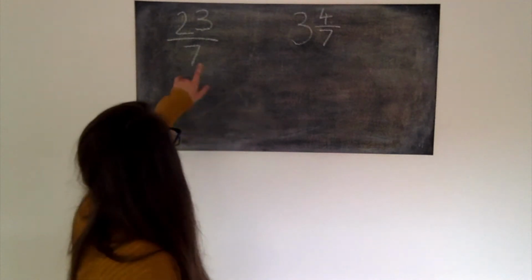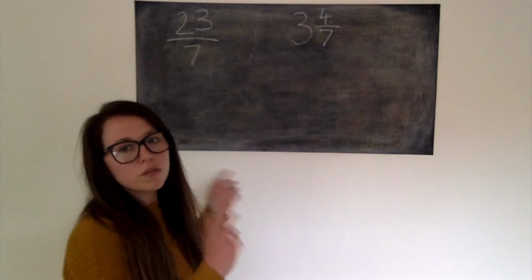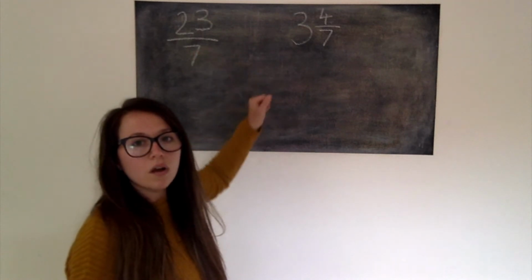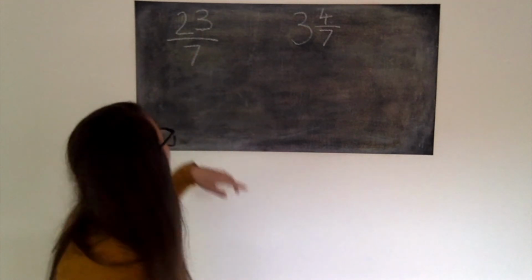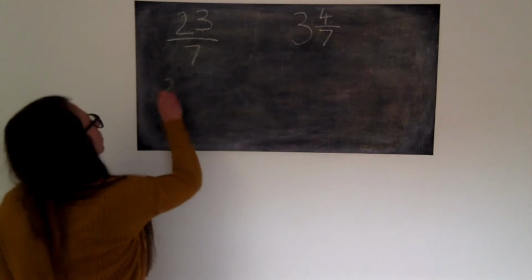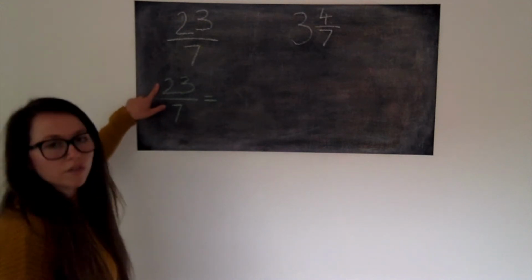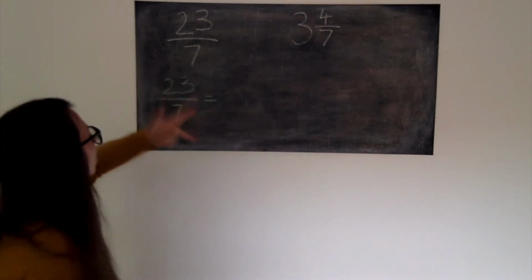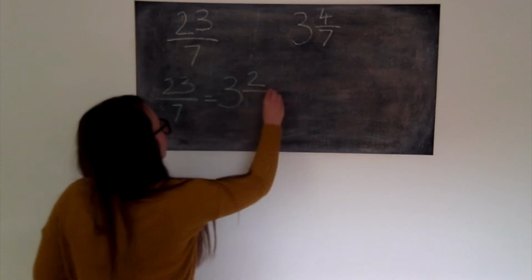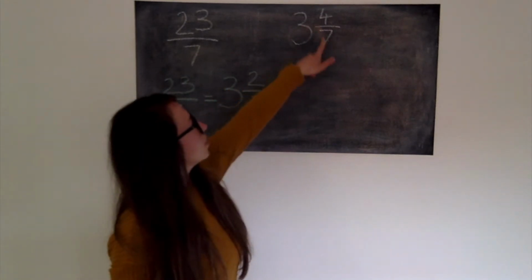First things first, our denominators are the same, but I've got two different types of fraction, so I need to make them the same. It doesn't matter which way around I do it, I can turn my improper into a mixed number or my mixed number into an improper, as long as they are the same. What I'm going to do is turn my improper fraction into a mixed number. So 23/7 is the same as how many wholes, or how many whole groups of 7 have I got in 23? 7, 14, 21, I can't get any more out, so I've got 3 wholes, and then left over I have 2/7. Now I can compare 3 wholes and 2/7, or 3 wholes and 4/7.